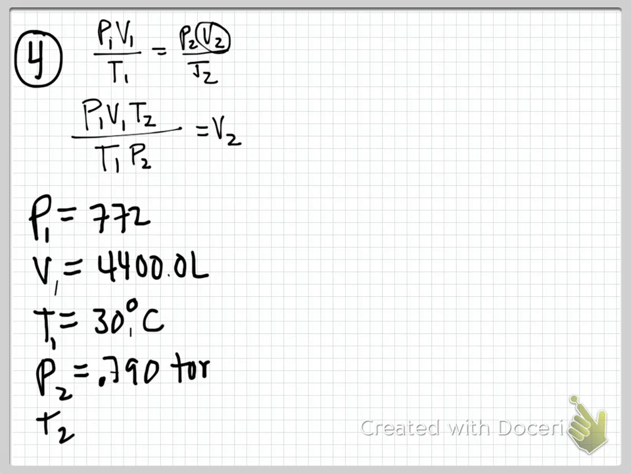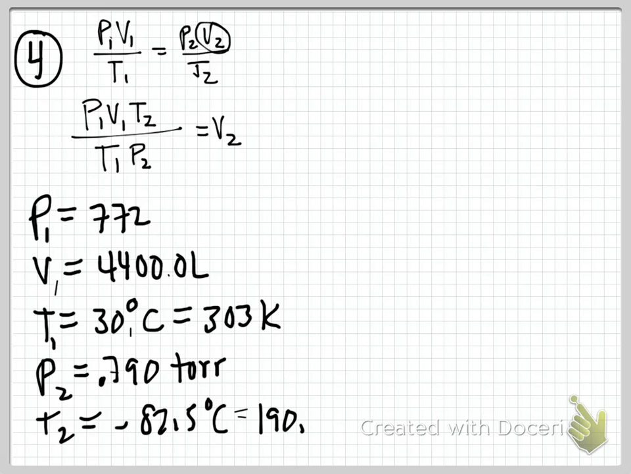So it's going to travel way up to the top of the atmosphere in the stratosphere, and the pressure there is very, very low. It's less than 1 torr. And the temperature there is very, very low. It is negative 82.5 Celsius. So let's get these converted. This one's 303 Kelvin. This one is 190.5 Kelvin. And so now we have everything we need.